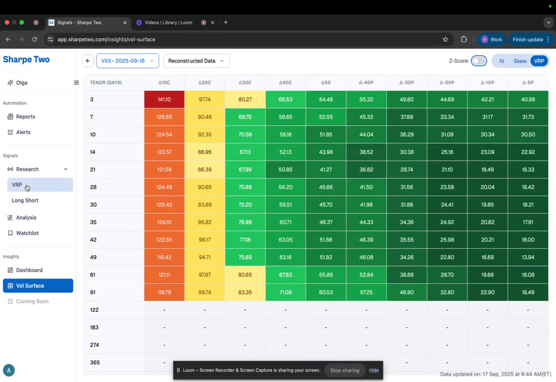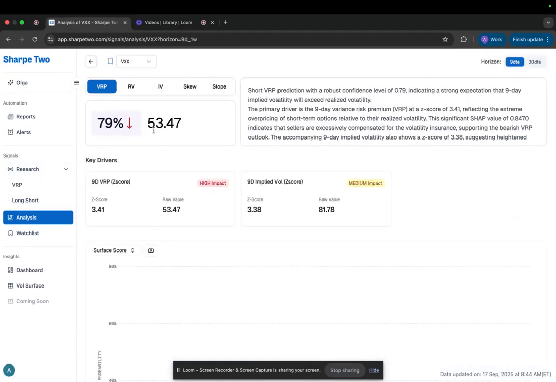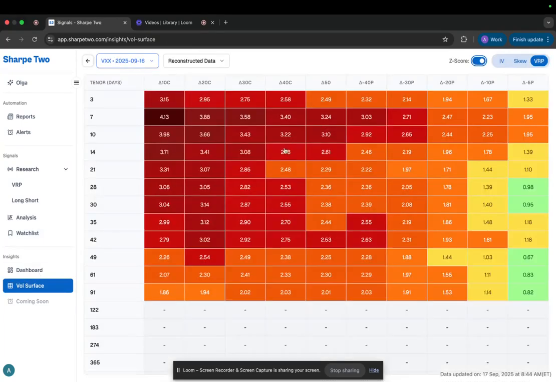Here we were saying in the analysis page at 9 days, we're pretty confident that realized isn't going to exceed implied. If you come to the vol surface, you can see that your VRP is stretched in the front part of the curve. And even if you come here, you probably have a little bit of meat to extract out of that volatility surface. So that's about it, guys.